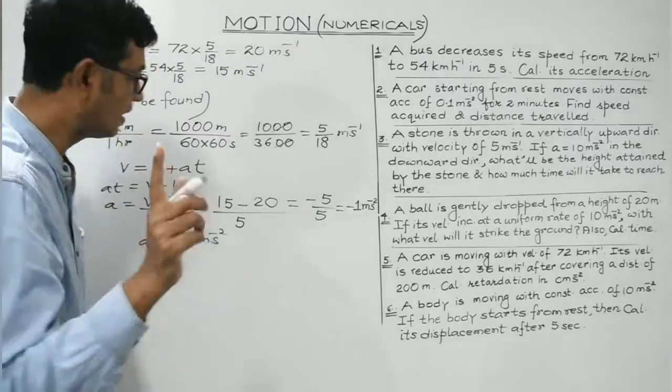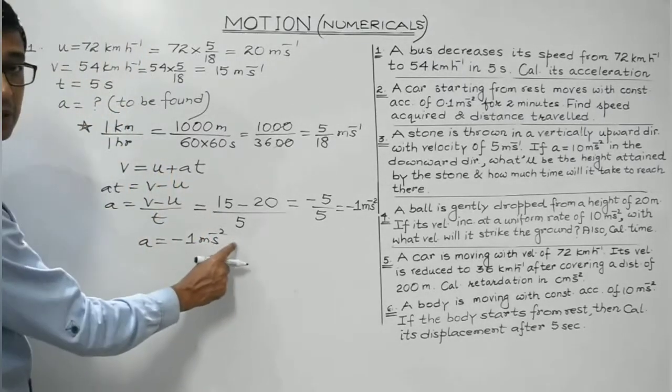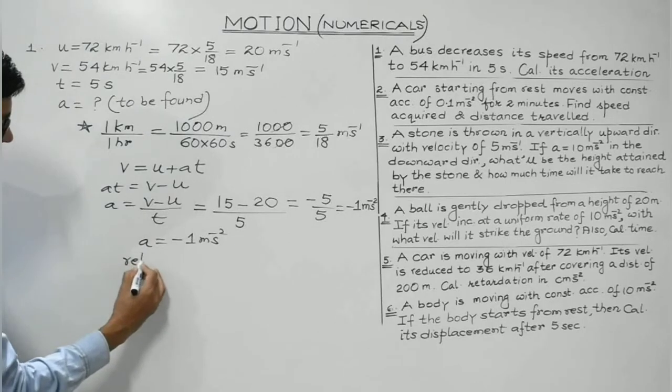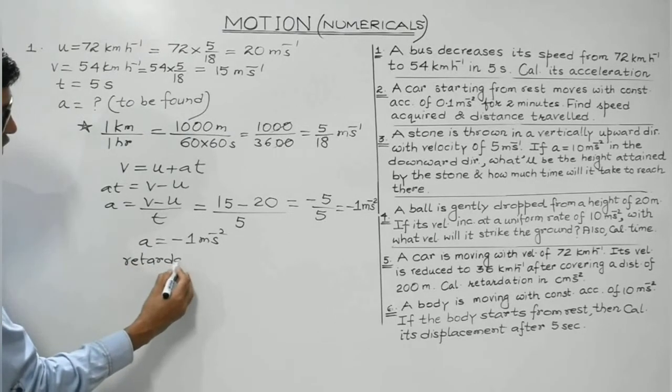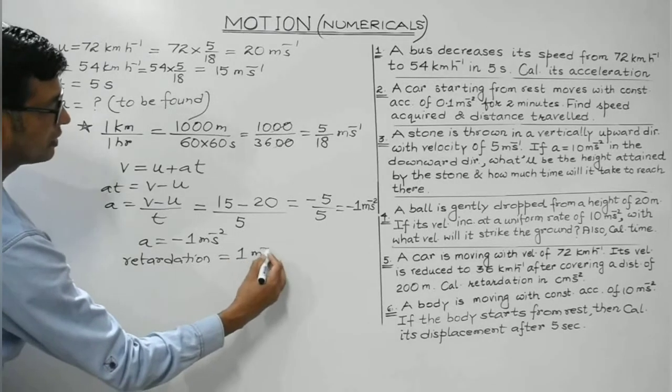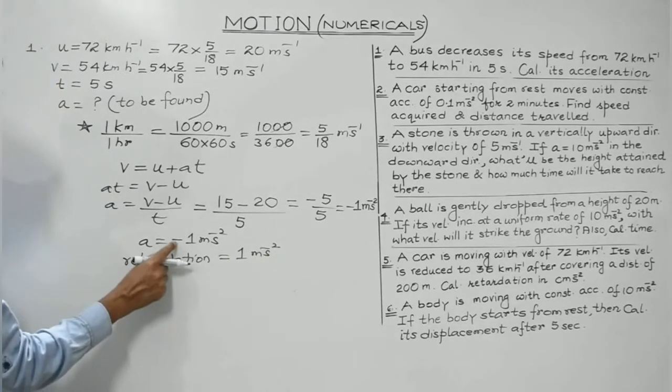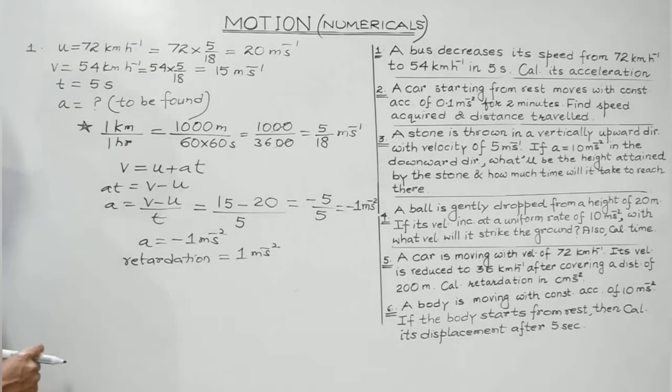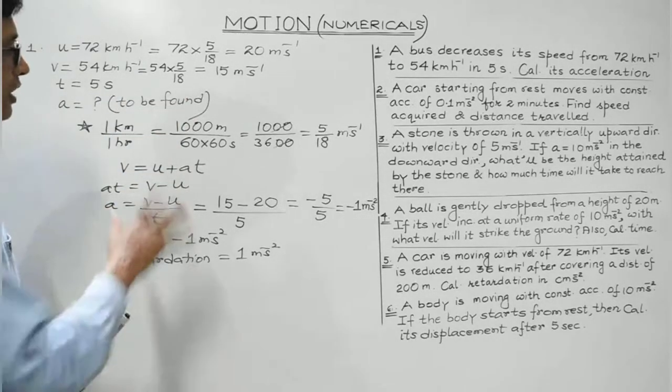So express your answer either like this, a equals minus 1 meter per second square, or write retardation is equal to 1 meter per second square. While writing retardation, you need not write the negative sign over here. Right? So this is the solution of the first question. I hope you have understood it.